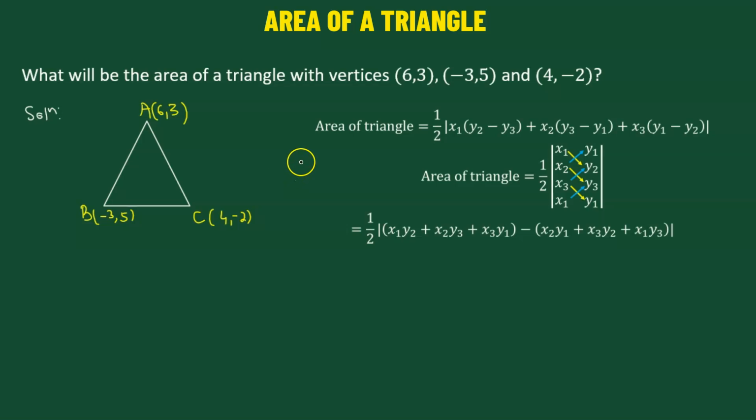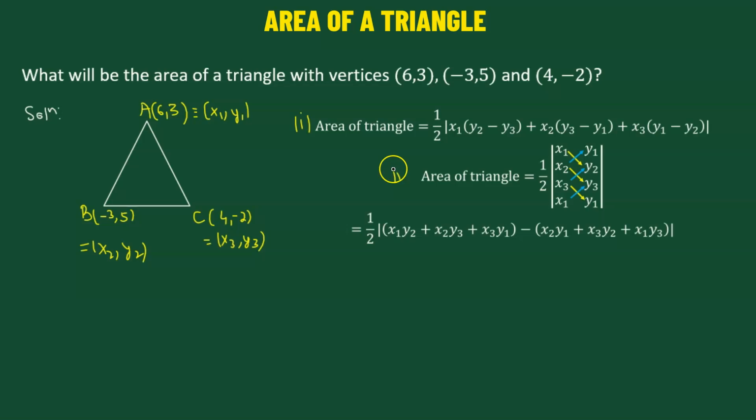Now, in order to find out the area of the triangle, there are two ways. The first way, number 1: all we have to do is take half and multiply it by the absolute value of x1 times (y2 minus y3) plus x2 times (y3 minus y1) plus x3 times (y1 minus y2). Here, A corresponds to x1, y1, B corresponds to x2, y2, and C corresponds to x3, y3. So that is how we can find the values of x1, x2, x3, and y1, y2, y3.